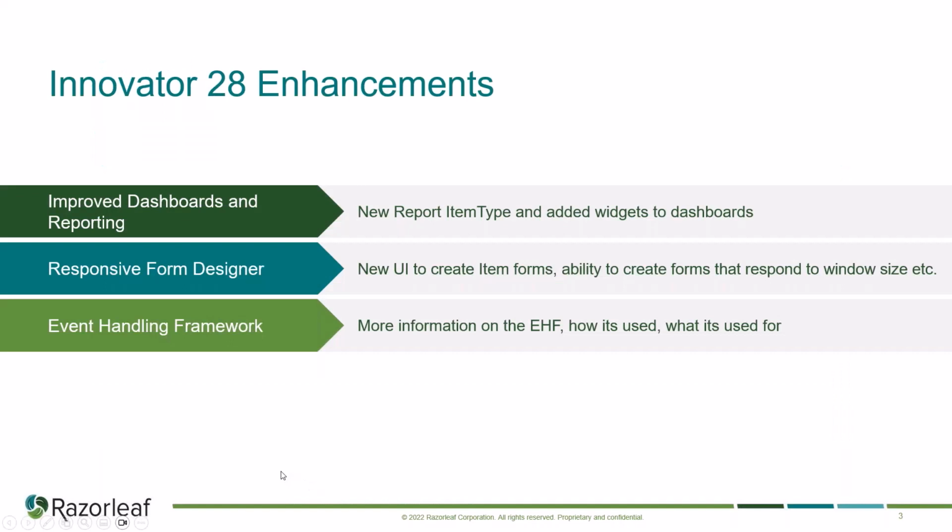So, Innovator 28, what are the big pieces of what is new? First things first, as Julianne mentioned, improved dashboards and reporting. Those of you that attended ACE may have already seen this coming on the roadmap, but we finally got the new report item type, which is really just built on top of the existing dashboarding framework that Aras has. And also coming alongside that are some new widgets that you can add to your dashboards to really enhance them and make them even more powerful than they already are.